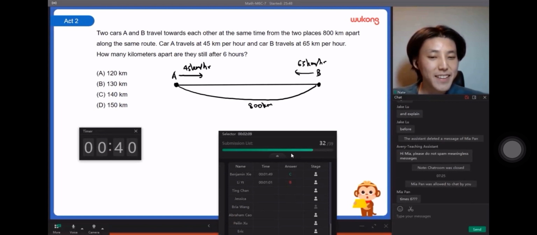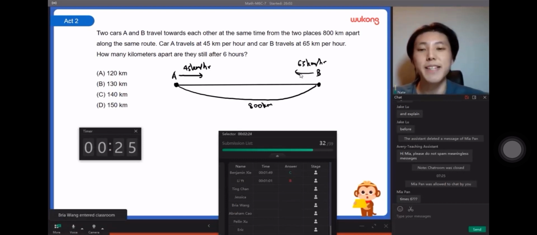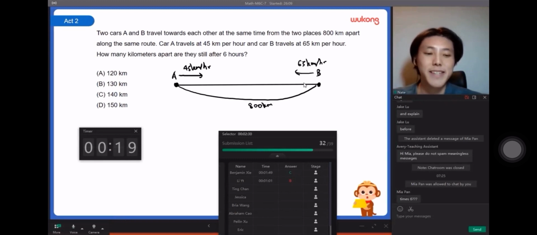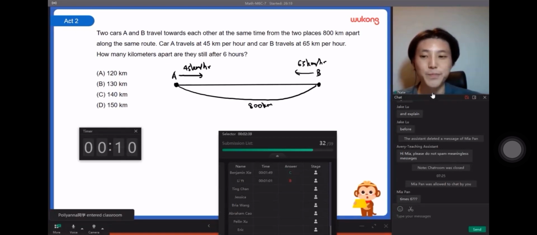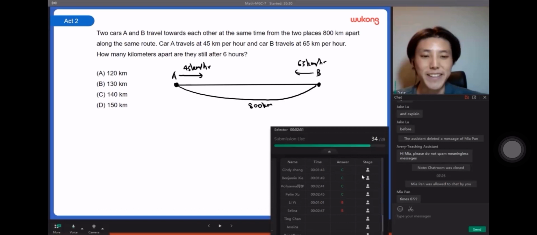Times 6? That's correct, Mia. Very good. You do have to times it by 6. And just remember, you can multiply 6 individually. Or why don't you just combine them and multiply by 6 in one go? There we go, Palin. Very good, Pollyanna. Very good. Very good, girls. Very good. Well done, Cindy.